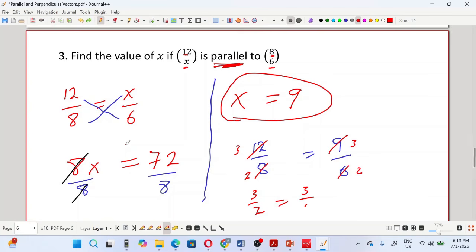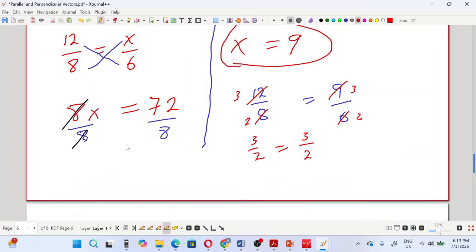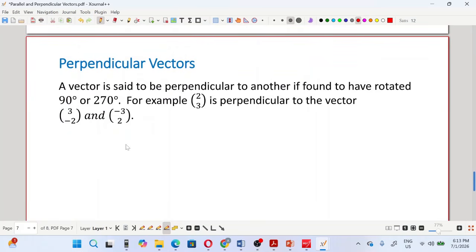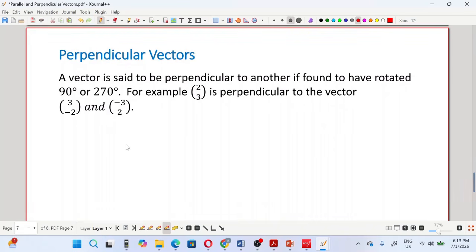Right, so you see that you have. So it tells me that it's really true that my answer is right because 3 over 2 is equal to 3 over 2. And you're done. All right, so let's move on to the next question. Sorry, let's move on to the next subtopic, which is perpendicular vectors.